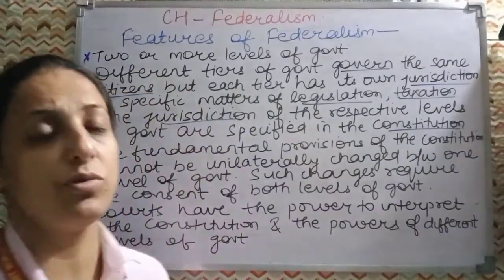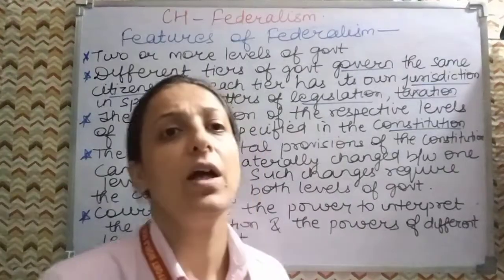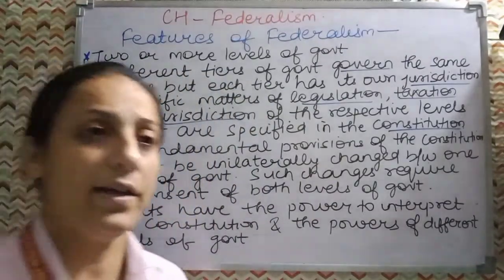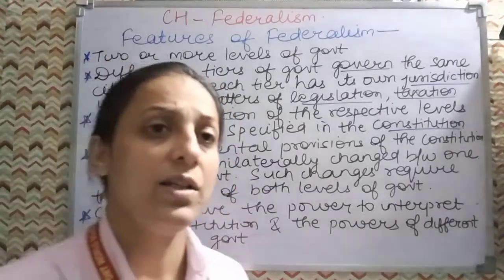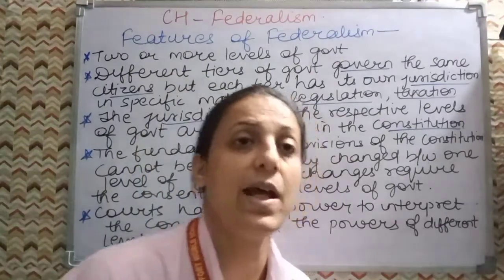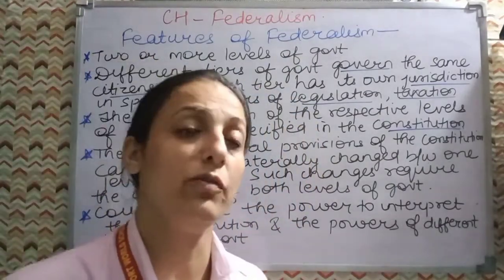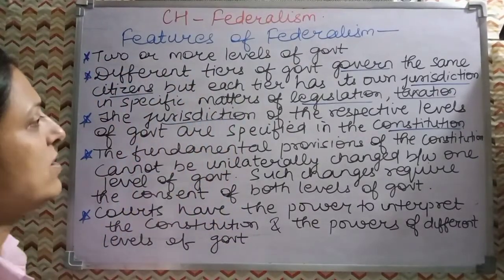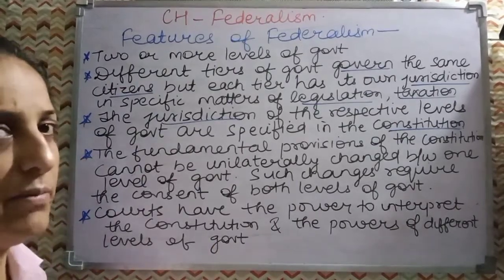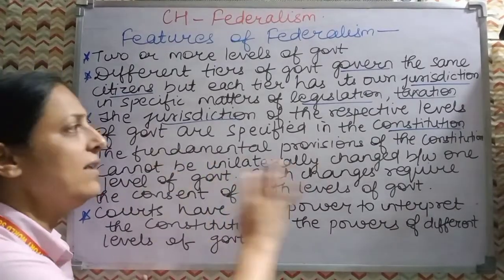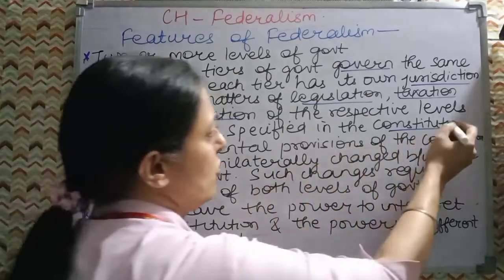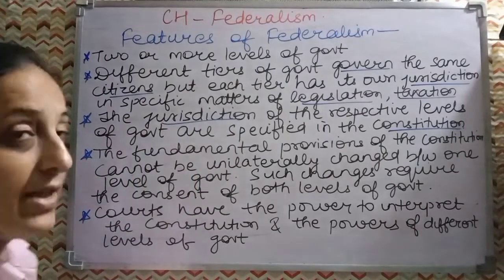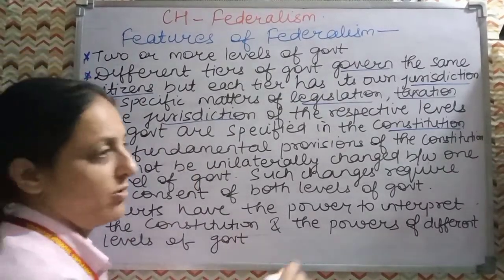All the important issues related to communication, banking, and defense come under the union list. In the state list, agriculture comes under it, and police comes under the state list, and under the concurrent list, education is there, on which both the central and the state government can make laws. So the jurisdiction of the respective levels is clearly demarcated and specified in the constitution, so that there should not be any conflict between the different levels.